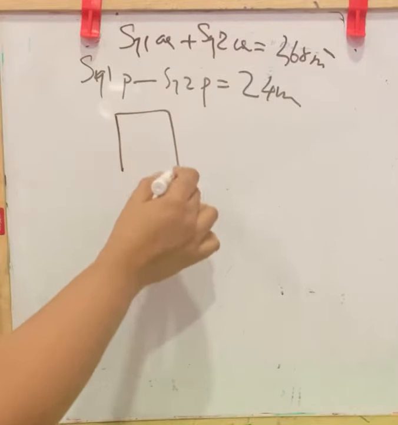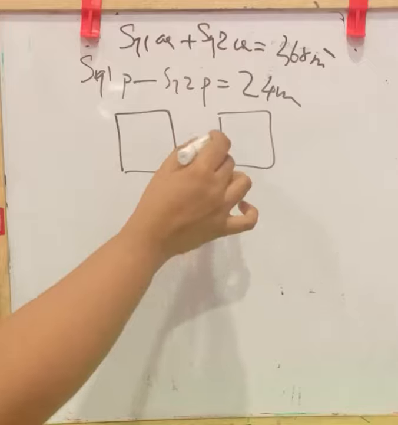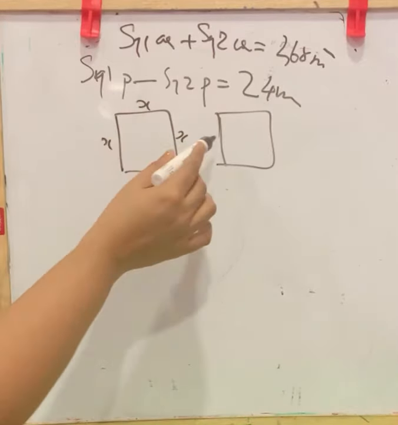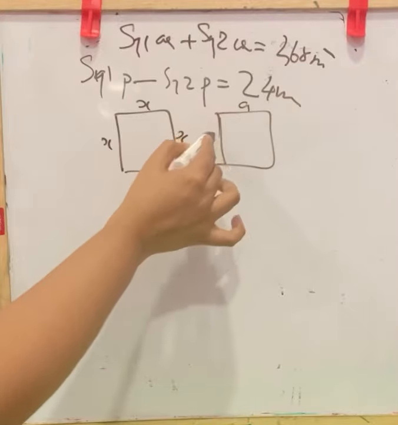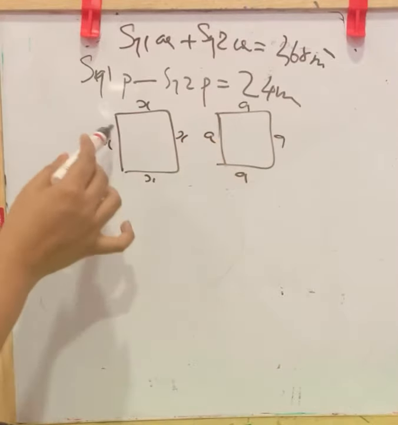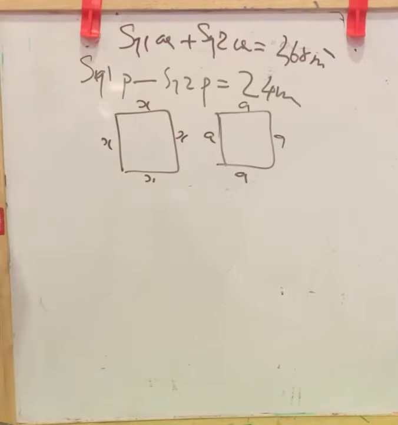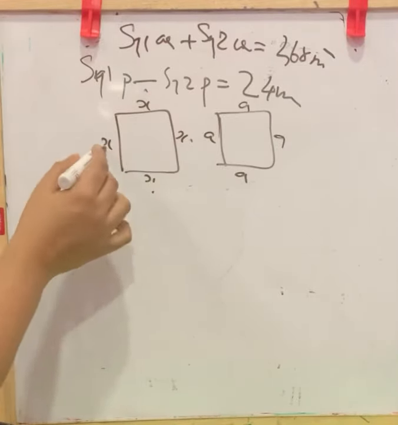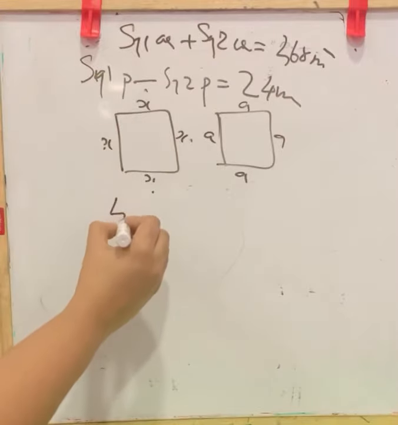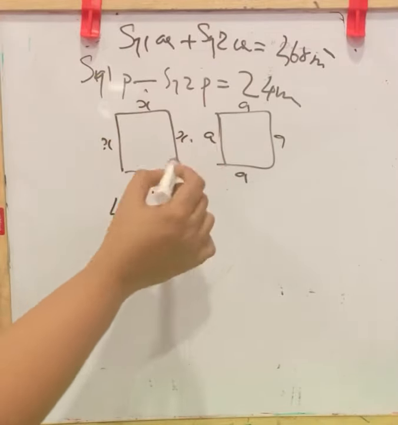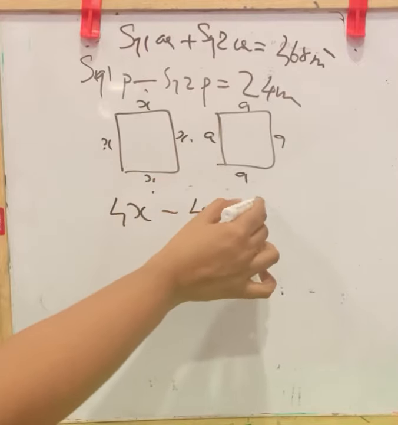Here we have two squares, and if this is the side, we will take another variable here because already we took x here. So perimeter means sum of four sides. X plus x plus x plus x is 4x. 4x minus perimeter of the other square, which is 4a, equal to 24.